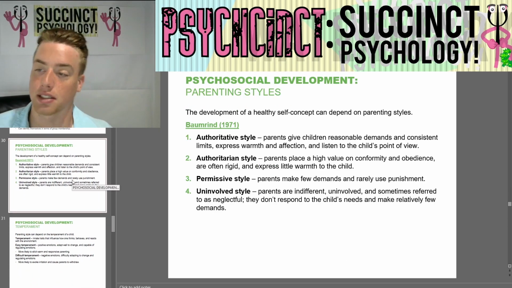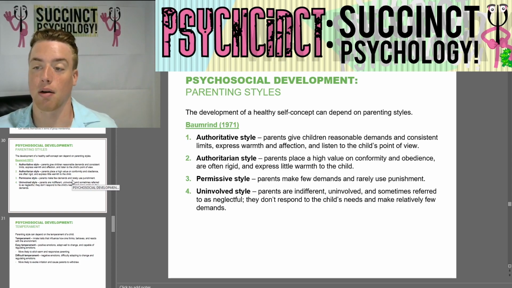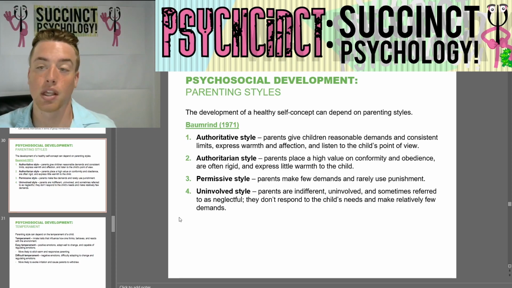Now, we have parenting styles. The development of a healthy self-concept can depend on parenting style. Baumrind, 1971, came up with 4. There's the authoritative style. Parents give children reasonable demands and consistent limits, express warmth and affection, and listen to the child's point of view. Authoritarian style: parents place a high value on conformity and obedience, are often rigid, and express little warmth to the child. 3 is permissive. Parents make few demands and rarely use punishment. And uninvolved. Parents are indifferent, uninvolved, and sometimes referred to as neglectful. They do not respond to the child's needs and make relatively few demands.